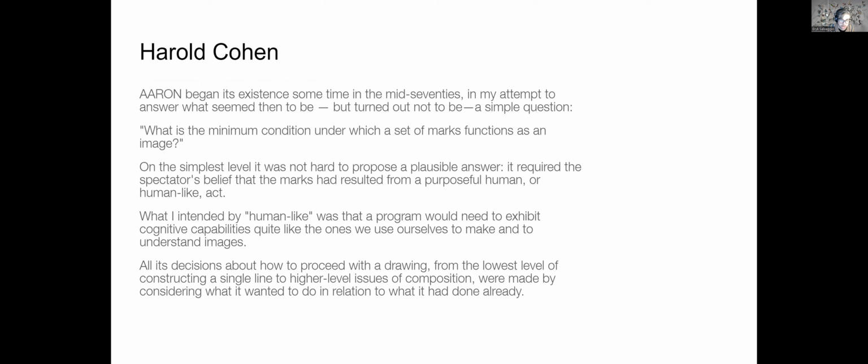What I intended by human-like was that a program would need to exhibit cognitive capabilities quite like the ones we use ourselves to make and understand images. All its decisions about how to proceed with a drawing, from the lowest level of constructing a single line to higher level issues of composition, were made by considering what it wanted to do in relation to what it had done already. So here we see this relationship back to that Turing machine, this comparison, right?